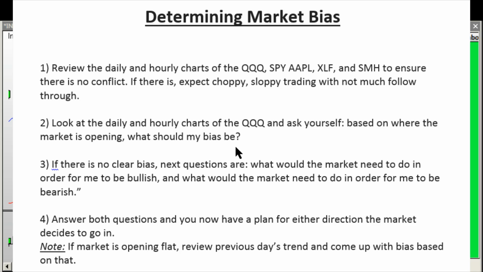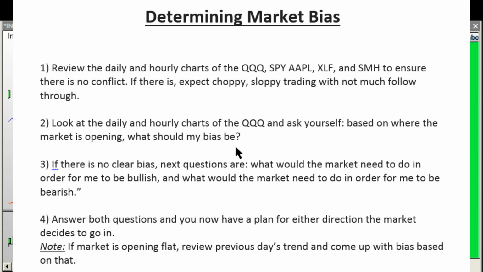The first thing I do is review the daily and hourly charts of the QQQ, SPY, Apple, XLF, and SMH, to ensure there is no conflict. If there is conflict, expect choppy, sloppy trading with not much follow through. The QQQ is the tracking ETF for the Nasdaq 100, XLF is the ETF for the financials, and SMH is the ETF for the semiconductor industry, all in a watch list.